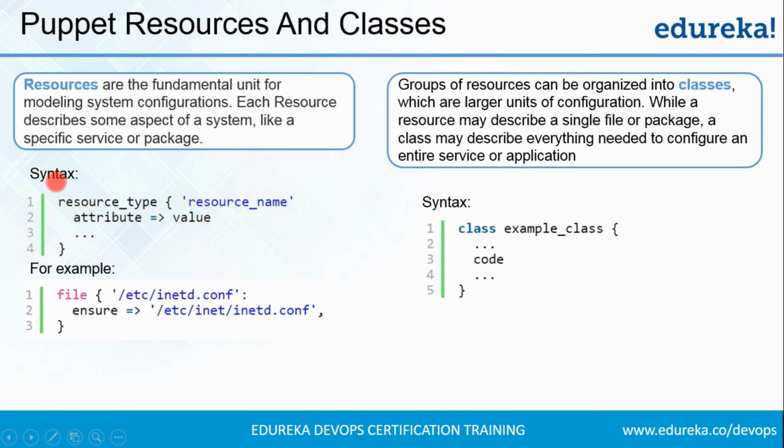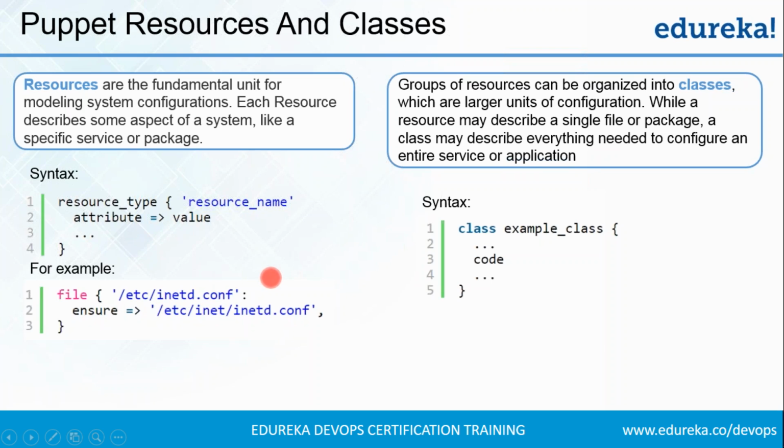Now here we have the syntax of the resource, all right? First you write the type of the resource, then you give a name to it in single quotes and the various attributes that you want to define. In the example I've shown you, it will create a file, inetd.conf, and this attribute will make sure that it is present. So let us execute this practically, guys.